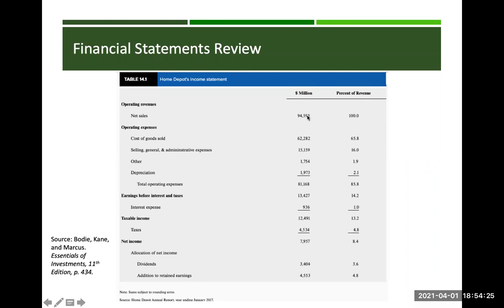So usually, if you take net sales and subtract cost of goods sold, that's usually called gross margin. So their gross margin here is about 32 million, roughly. So a little over 33% gross margin. Net sales minus cost of goods sold is their gross profit, divided by net sales. Pretty good margin.